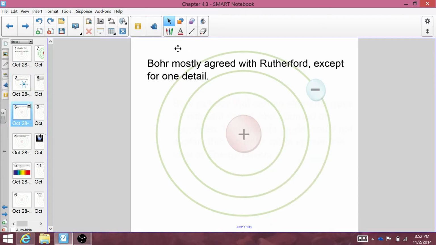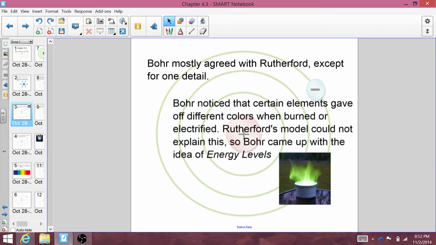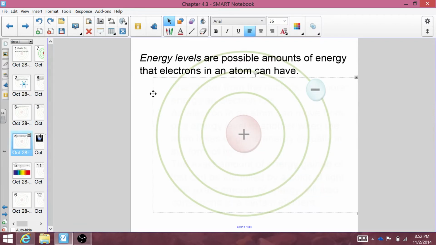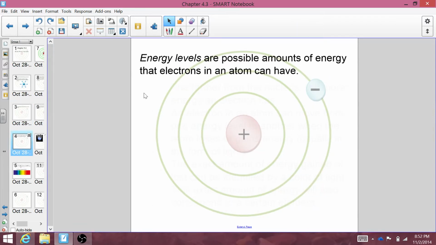There was a scientist named Bohr, and he mostly agreed with Rutherford except for one little detail. Bohr noticed that certain elements gave off different colors when they were burned or when you passed electricity through them. And Rutherford's model really couldn't explain this. So Bohr went a little bit further in terms of describing the electrons in the atom, and he came up with the idea of energy levels. So an energy level is the possible amount of energy that an electron in an atom can have.